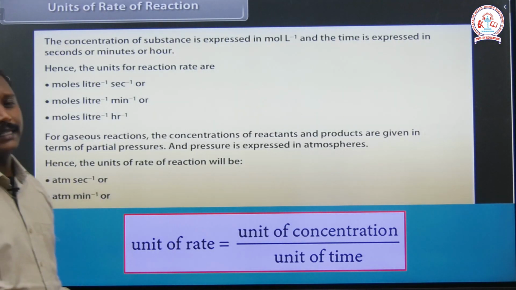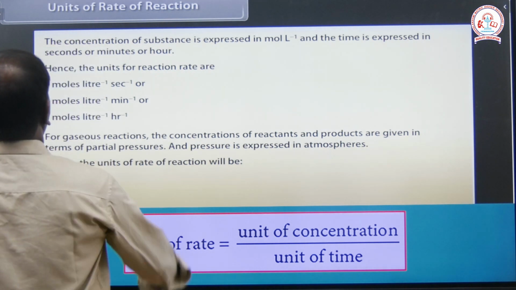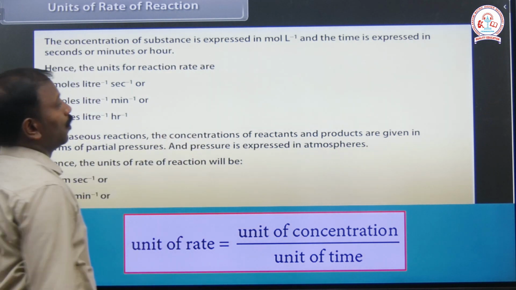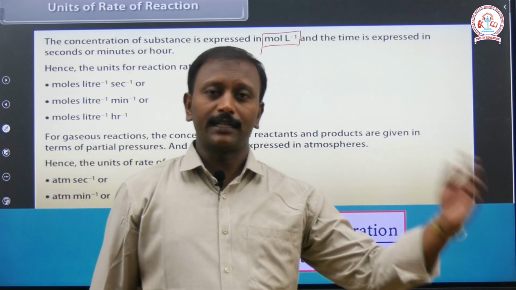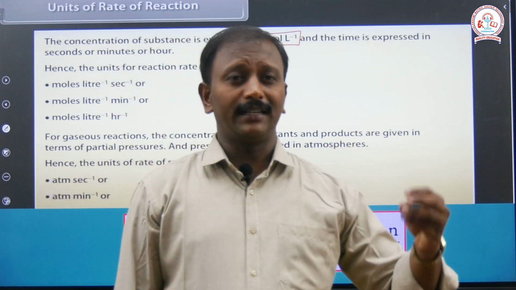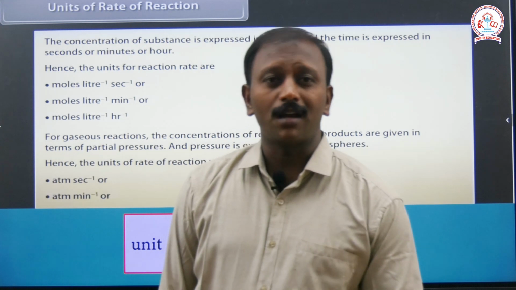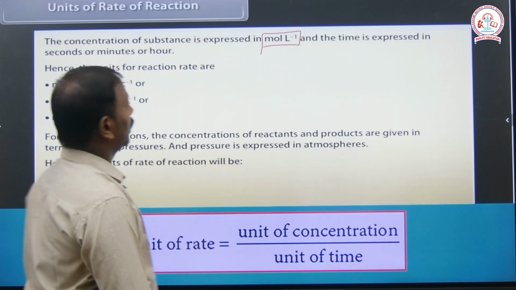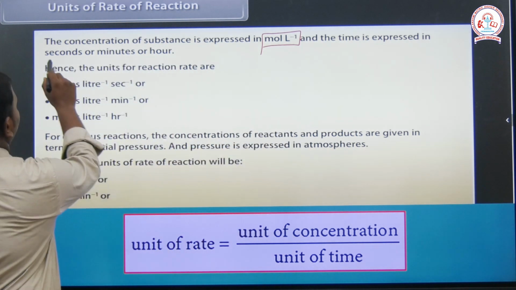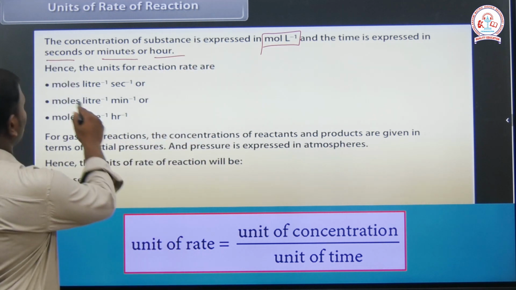Next, what is the unit of the rate of the reaction? The concentration of the substance is expressed in mole per liter, because we are taking concentration terms. Already in 11th standard we studied concentration terms like molality, molarity, normality and formality. Okay, students, listen. The rate of the chemical reaction is expressed in mole per liter with respect to time. Time is measured in seconds, minutes or hours, whatever it may be.